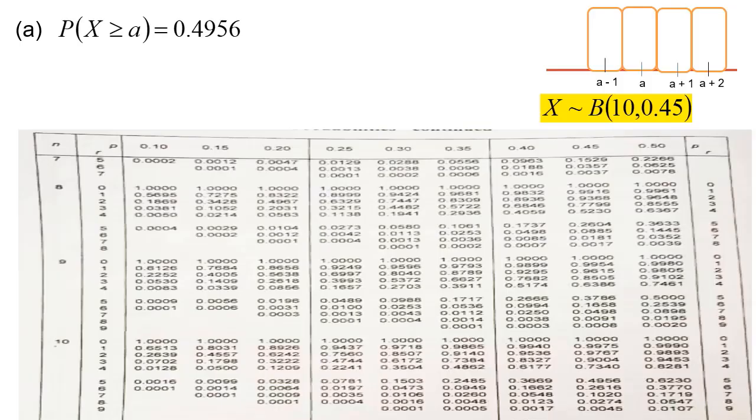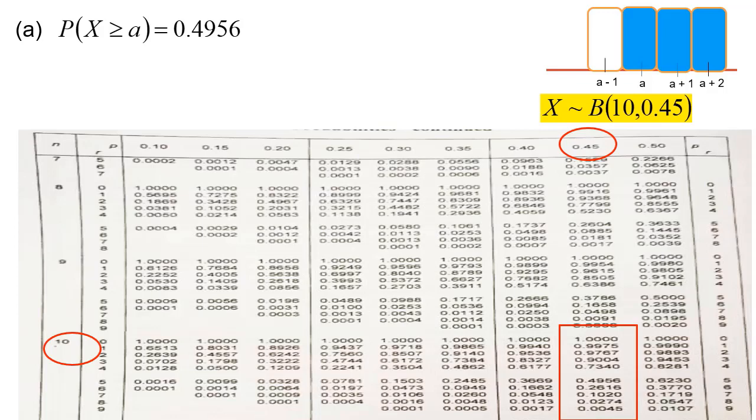For question A, I'm going to find the probability X greater or equal than a equal to 0.4956. So we apply the petua gigi palsu. If we look at X greater or equal than a, the included region is a, a plus 1, a plus 2, and so on. So you go to the statistical tables, to the page where we have n equal to 10 and p equal to 0.45.